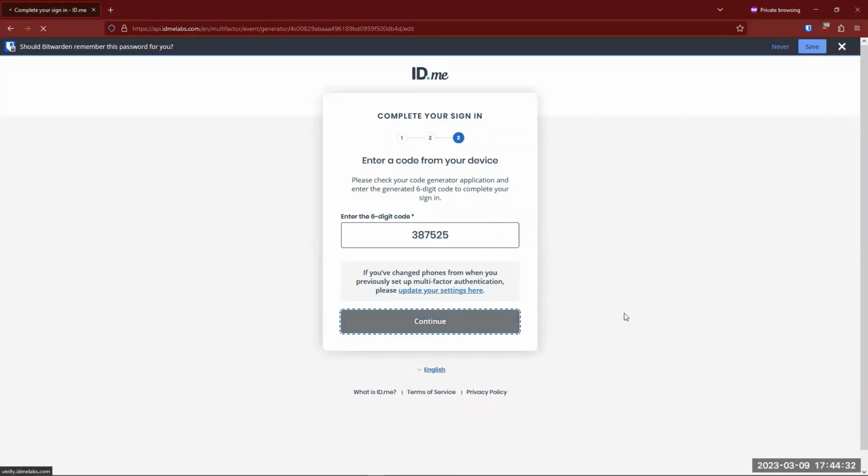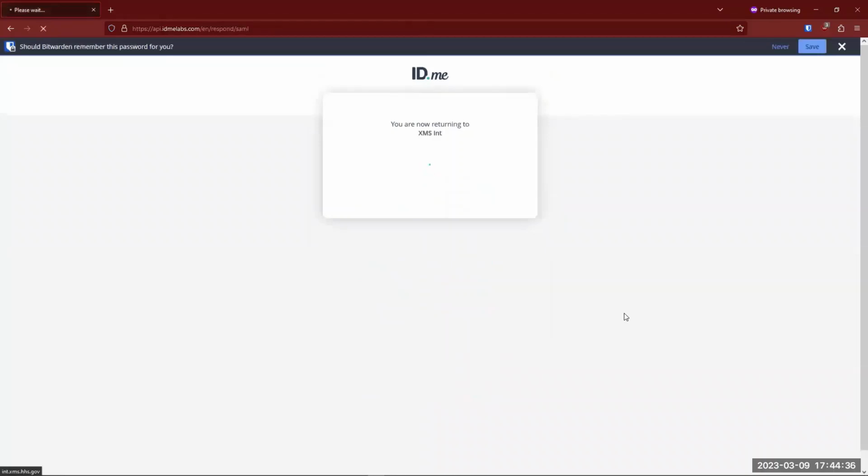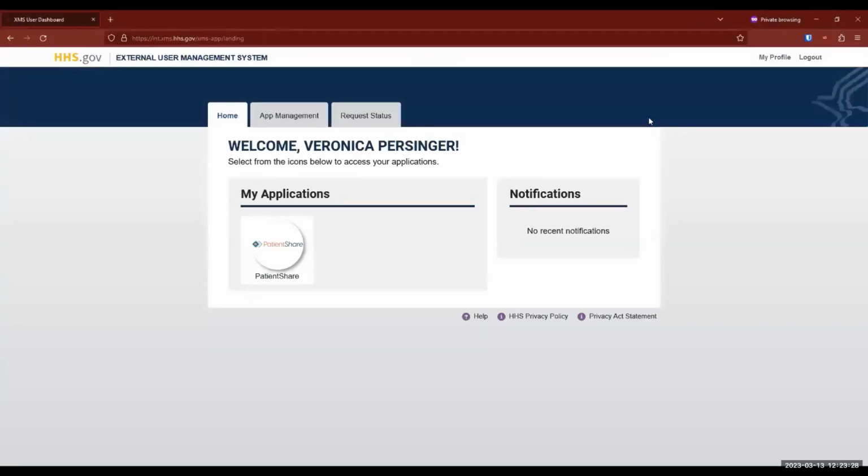Once the second factor has been presented to the credential service provider, the user will be redirected back to XMS via one of the two primary identity federation protocols, SAML or OpenID Connect, and the user will be logged into the target application. In this case, the user has logged in directly to XMS and is able to perform a few different activities from the XMS homepage.